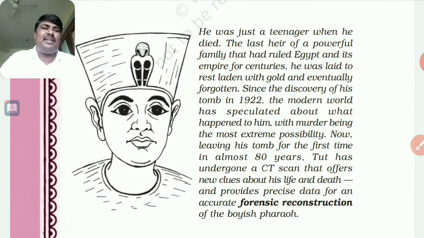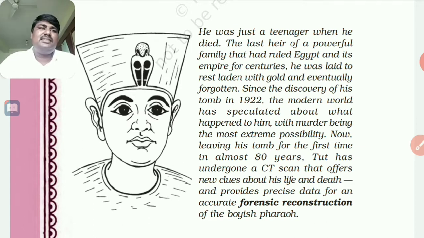Before going to the chapter, here is some background about Tut. He was just a teenager when he died, and the last heir of a powerful family that had ruled Egypt for centuries. Actually, his grandfather and father, generation by generation, were ruling the Egyptian dynasty. He was laid to rest, laden with gold, and eventually forgotten. Because he was a king, he was buried with all the things he used in life. It was the belief in those days that Egyptians kept all the gold and treasures with their body, put them into the coffin, and kept it in the tomb.